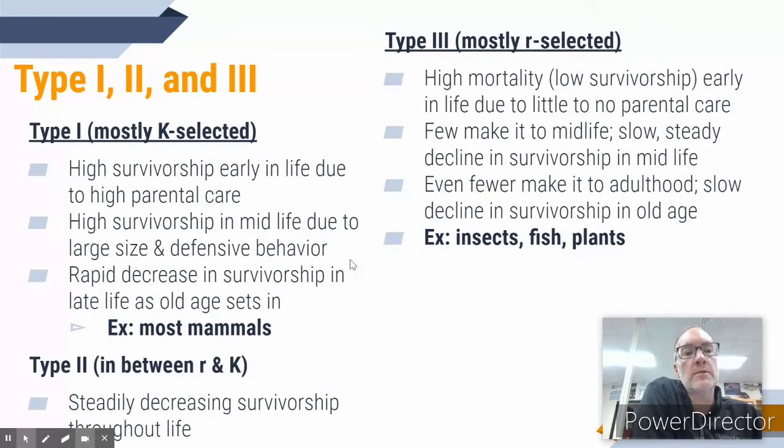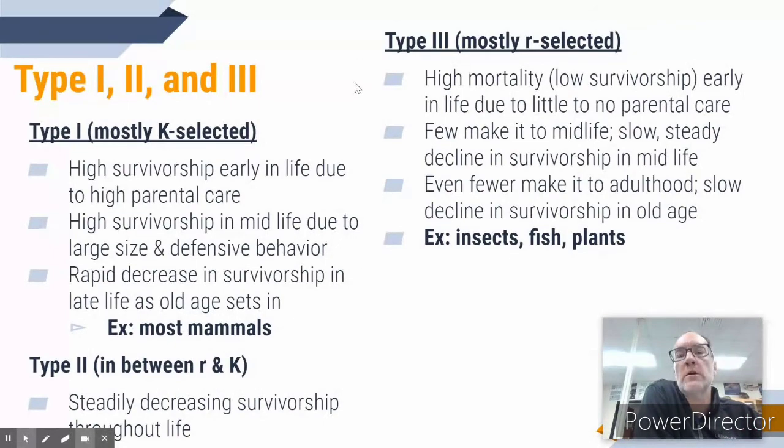Examples are most mammals. The one in the middle have a steady decreasing survivorship through life, like those squirrels. So squirrels will have maybe, I think they're called pups, and they might have a dozen of those pups, and maybe within a month or so, a couple of them die because of predators or something, and then they reach 6 months or 7 months, a couple of them die, and so on.